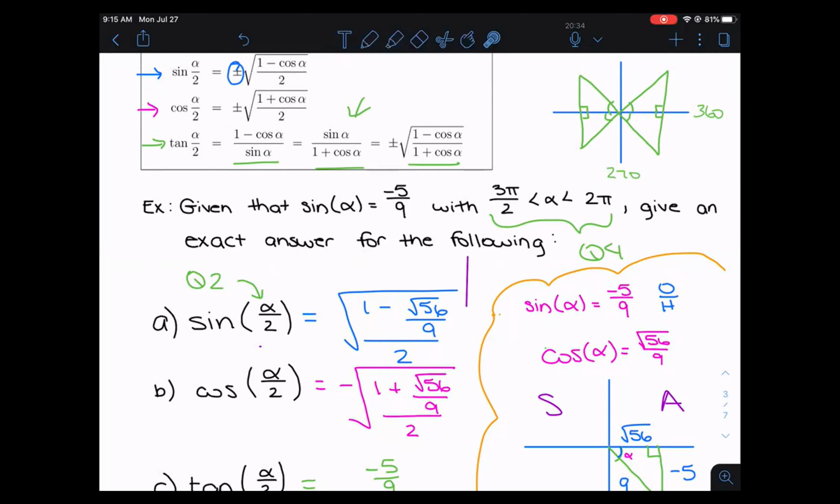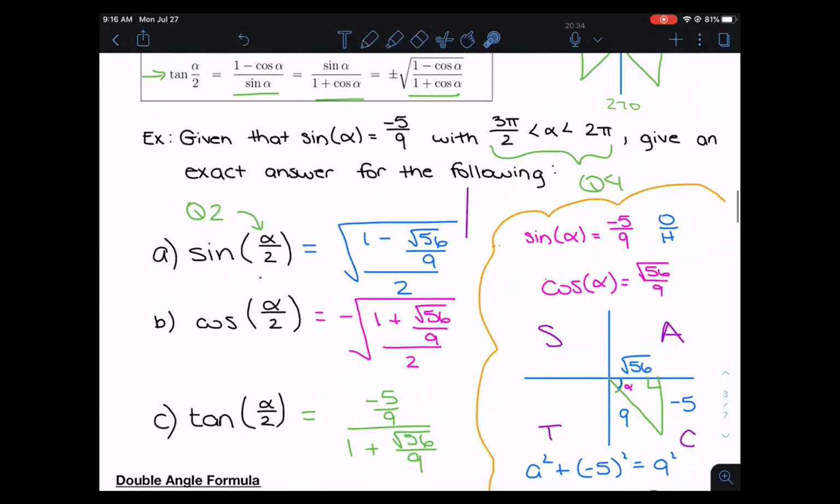Okay. So now you are just going to do cosine of alpha over 2. That just means you are using this as your formula. And remember that alpha over 2 is in quadrant 2. Since this angle is in quadrant 2, cosine is negative because only sine is positive. So you're using the negative sign for cosine. And then you're just plugging it in. So you're using 1 plus cosine alpha. Cosine was the square root of 56 over 9. And this is all over 2. So this is your answer.